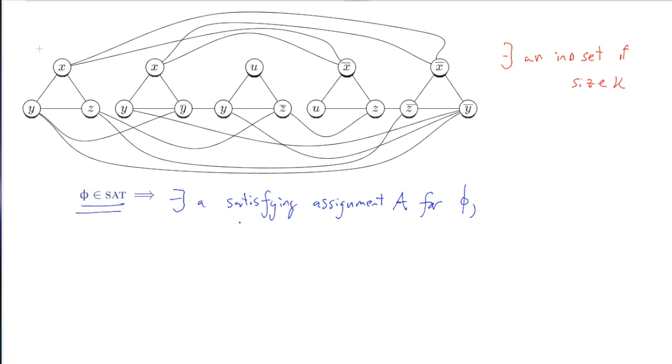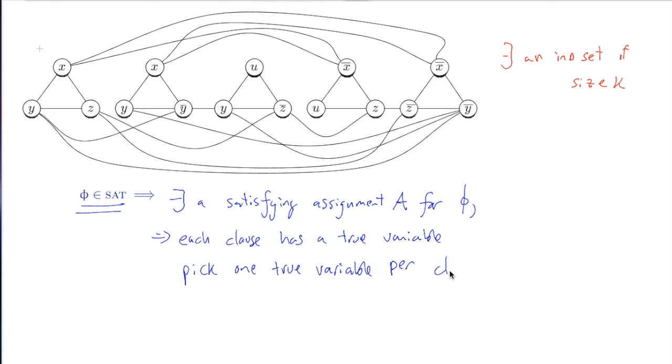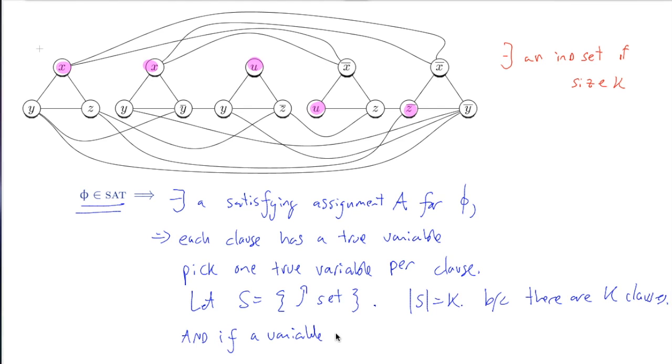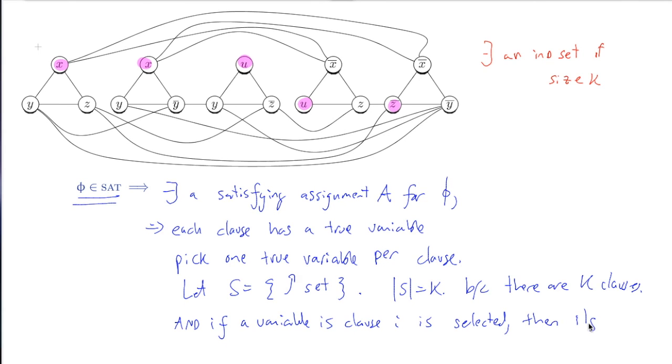So if phi is in SAT, there exists a satisfying assignment for phi, and that means each clause has a true variable. Pick one true variable per clause. Right? So in this case, x, x, y, y, z. So we're going to define S to be the one true variable per clause. We're going to argue that the size of S is k because there are k clauses. And if a variable in clause i is selected, then its negation is false and not selected.